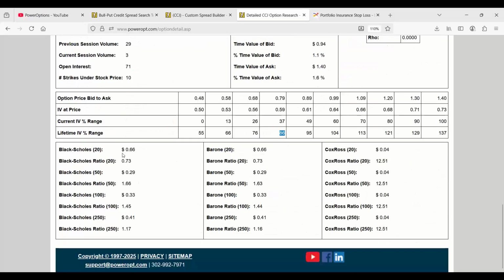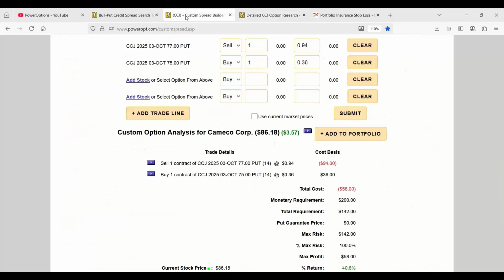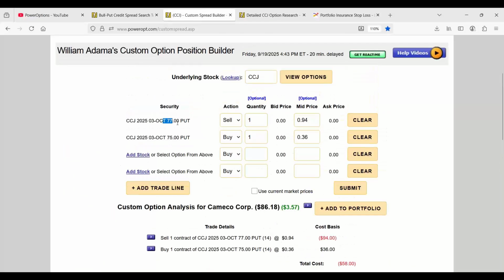And as we saw, the Black-Scholes and Barone has us right at about that 68 cents that I said I'd expect, David. Where if I put in my order to sell to open our October 77 put on Cameco, CCJ, I'd immediately probably see the ask price drop to 94 cents from 140. The bid would stay the same. So the midpoint would go to about 0.68.